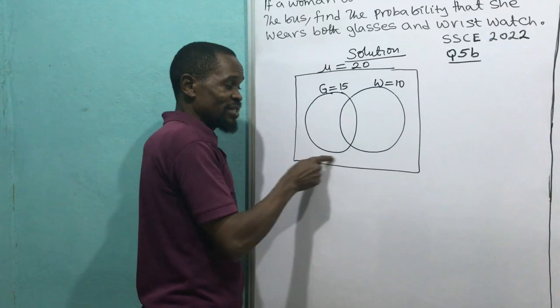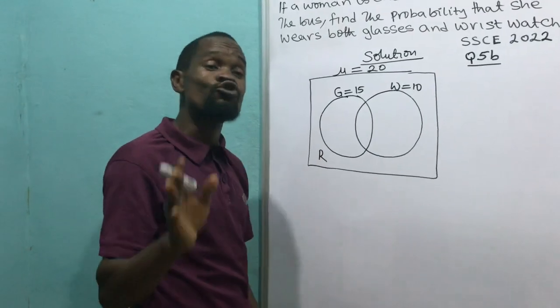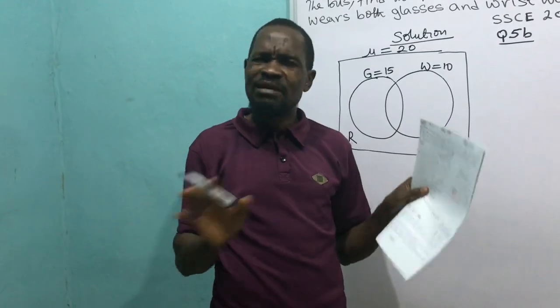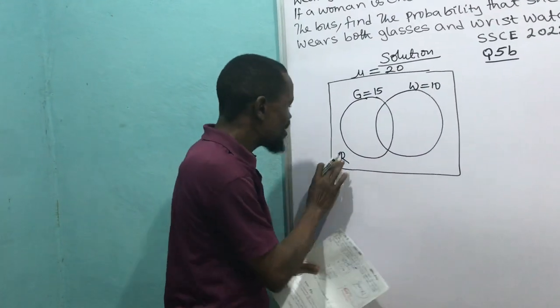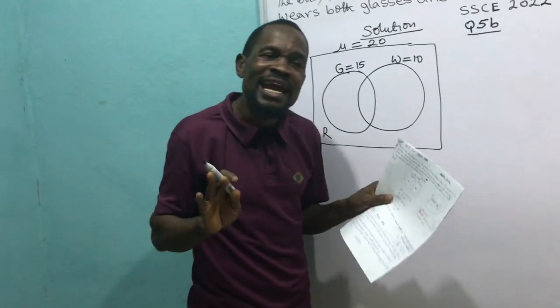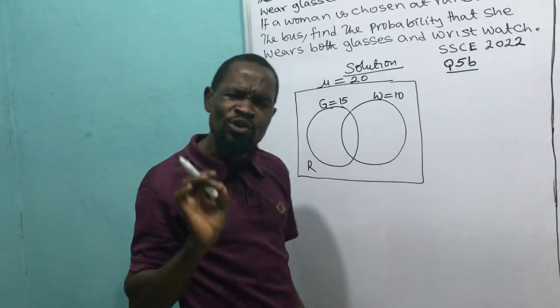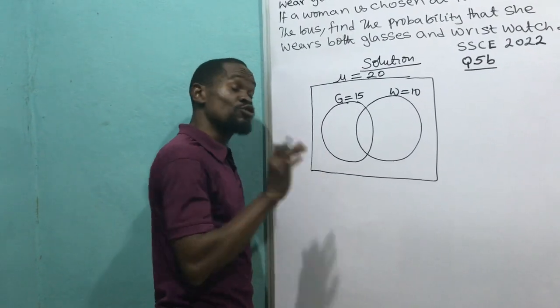The people we represent here, maybe we write R here. This R stands for those that don't wear any of the two items, which is eyeglass and wristwatch. So R represents those that don't wear any of them. But in this case, they didn't mention those that don't wear any of them, so we don't need it, but I added it for you to remember.